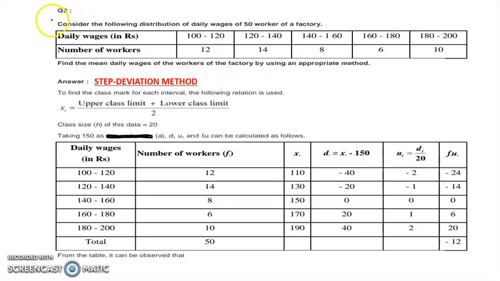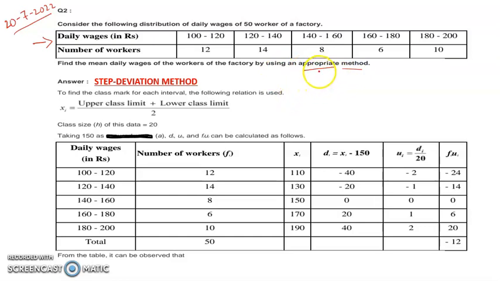So it says, question number 2, consider the following distribution of daily wages of 50 workers of a factory. You can see the data is clearly given to us. Okay, today is 20/7/2022. Now the question is saying, find the mean daily wages of the workers of the factory by using an appropriate method. So as I told in class, students, we can find the mean by different methods.